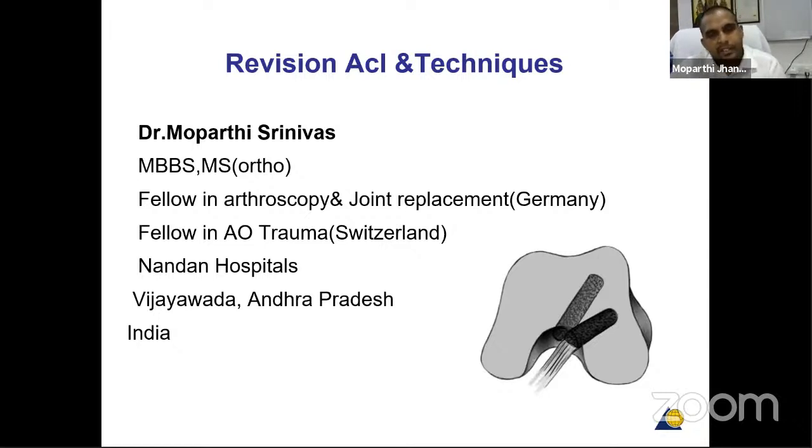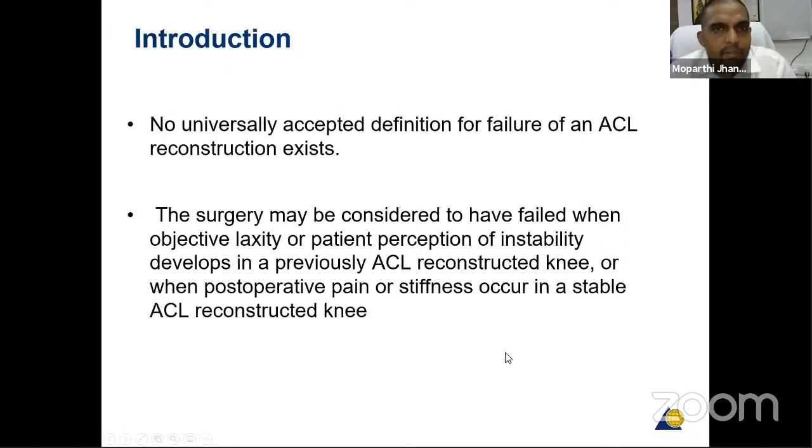The problem with revision ACL technique is that it is nowadays becoming an emerging procedure. Most of the ACL procedures the young surgeons are doing are primary ACL reconstructions, but the problem comes when patients have a problem after the primary reconstruction. Some patients will have post-operative laxity, or some trauma, or improper incorporation of the graft into the bone. These are the common problems, along with stiffness and joint instability, that young and emerging surgeons are facing with primary ACL reconstruction.